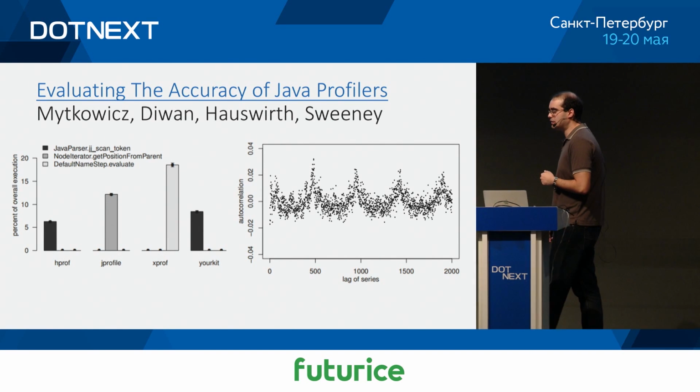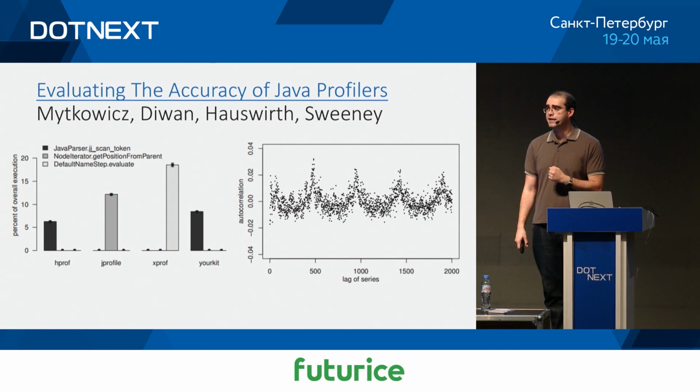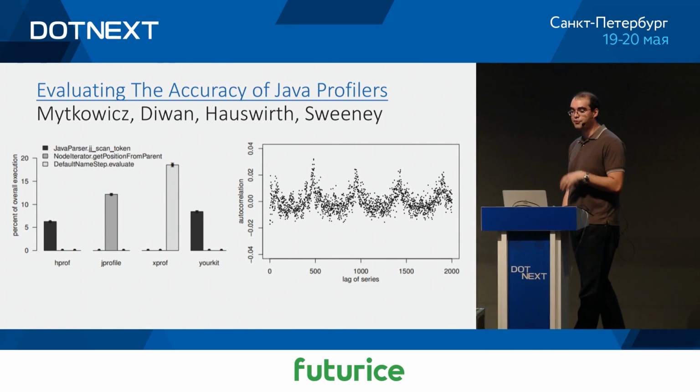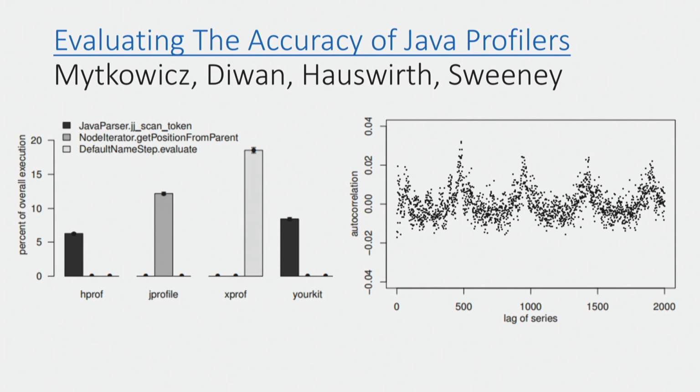Just to show you how disconnected it can be, this is an actual academic paper that evaluated Java profilers. You can see on the left 4 different profilers telling you what the hottest method was in a particular benchmark. 2 profilers, the one on the left and the one on the right, agreed it was a method called JJScanToken. The second profiler from the left thought it was getPosition from parent. The third profiler from the left thought it was default namesType.evaluate. Totally different methods, totally different numbers, 4 different profilers.